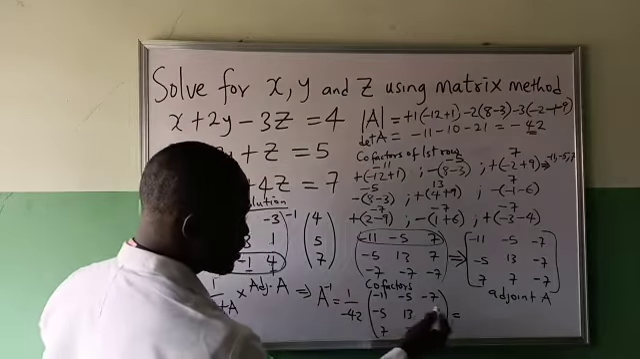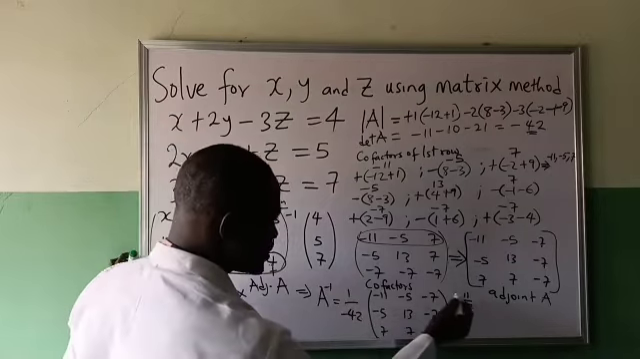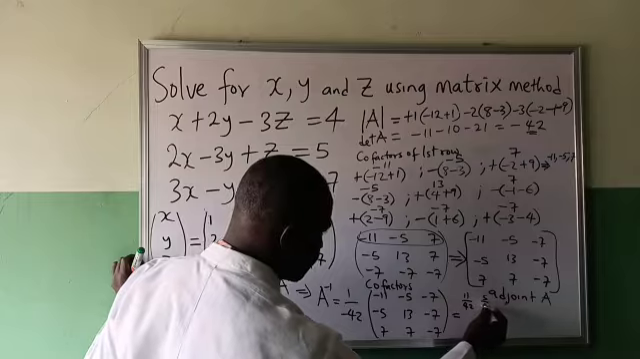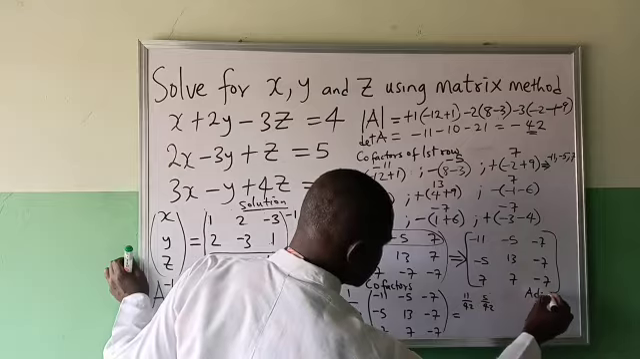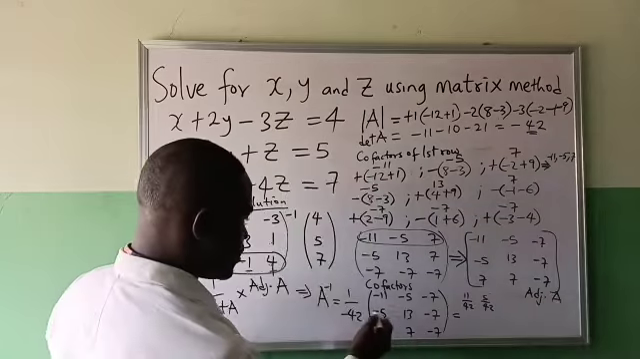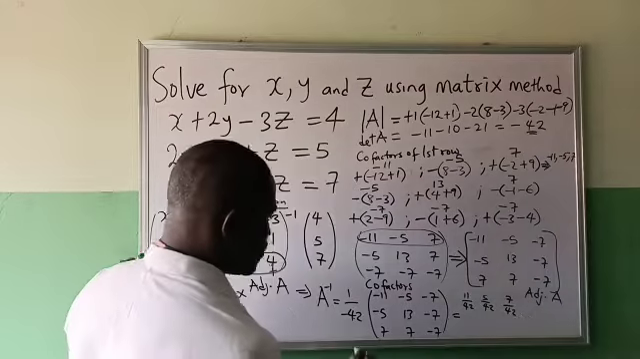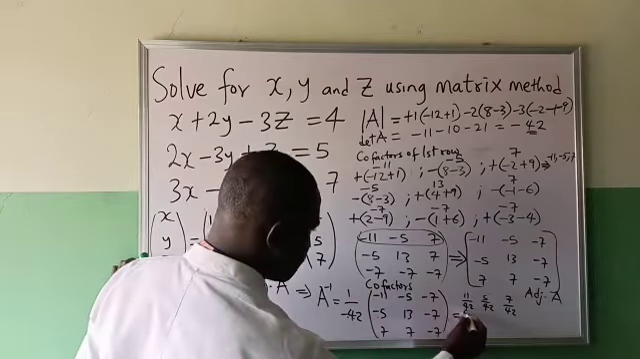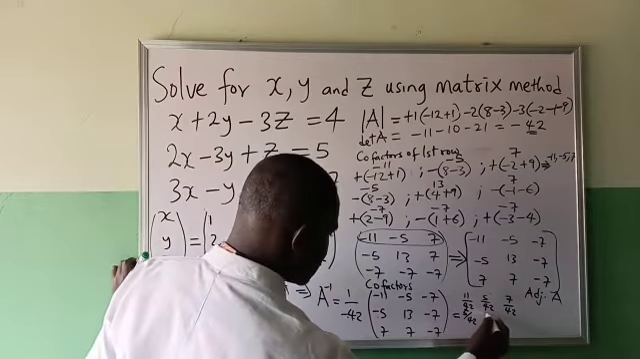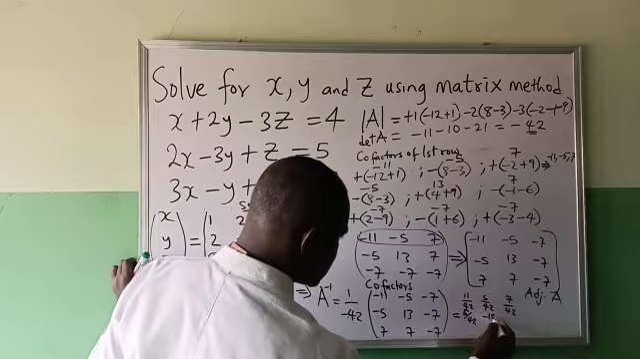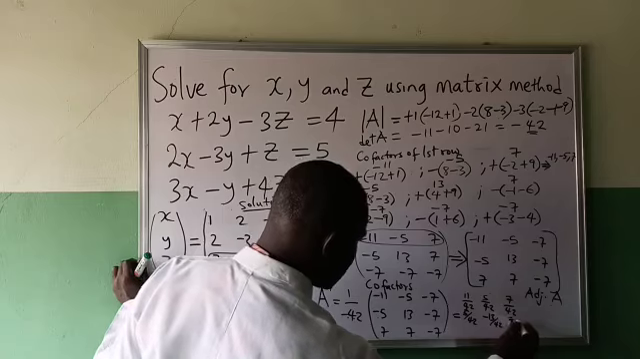This times this will be giving us 11 over 42. This times this, 5 over 42. Adjoint of what? A. Then this times this will be giving us 7 over 42. This times this, 5 over 42. This times this, minus 13 over 42. This times this, 7 over 42.